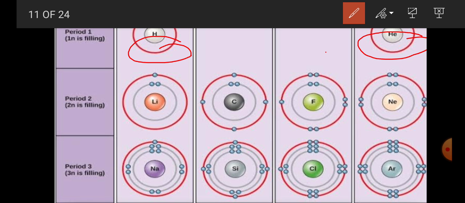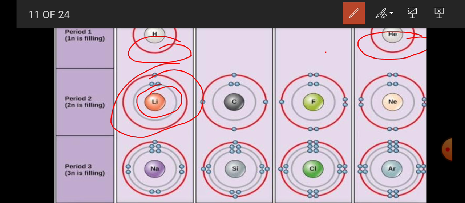S orbital, p orbital, d orbital, f orbital we discussed previously. Then in period 2, girls, you can see 2n is filling. So all the elements in period 2 consist of two shells, because they belong to period 2. The first shell is this and the second shell is this. In the first shell we know that it consists of 2 electrons, and in the second shell we can accommodate 8 electrons. So in this case 2n is filling, the 2 orbital is in progress.